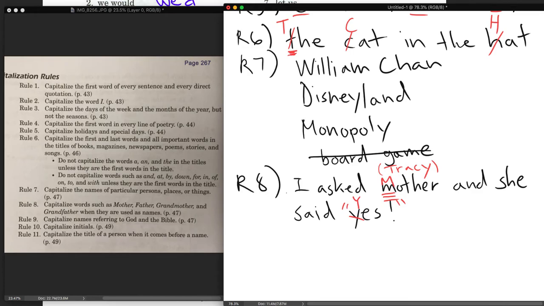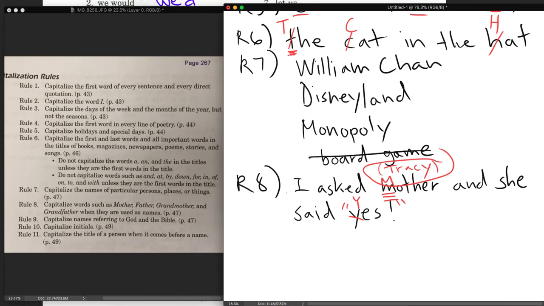Okay, so in this example, whenever you use Mom, Mother, Father, Grandmother, and Grandfather, or any of those words, you have to capitalize them if you're using them instead of their name. So if I replace Mother with Tracy, and the sentence still makes sense, then you would need to capitalize it. Okay, so I asked Tracy or Mother, and she said yes.